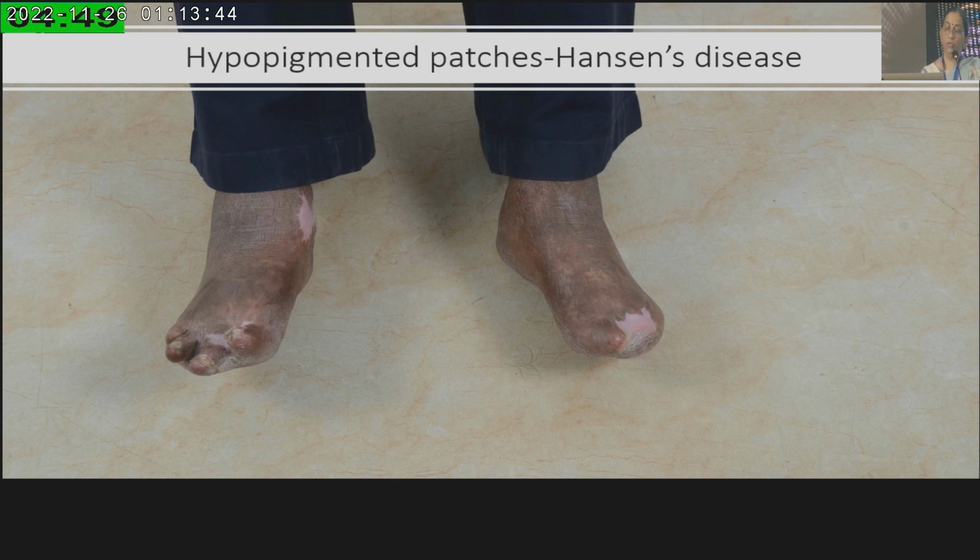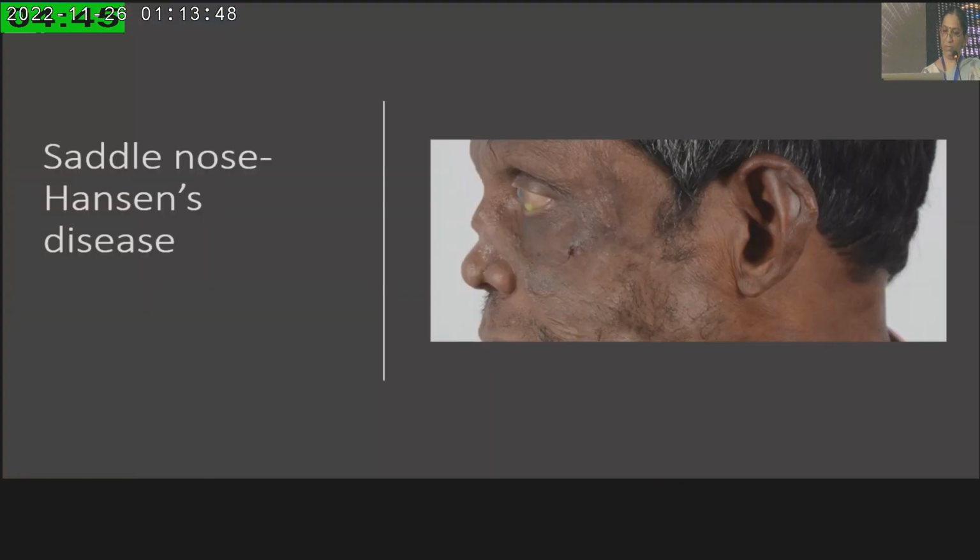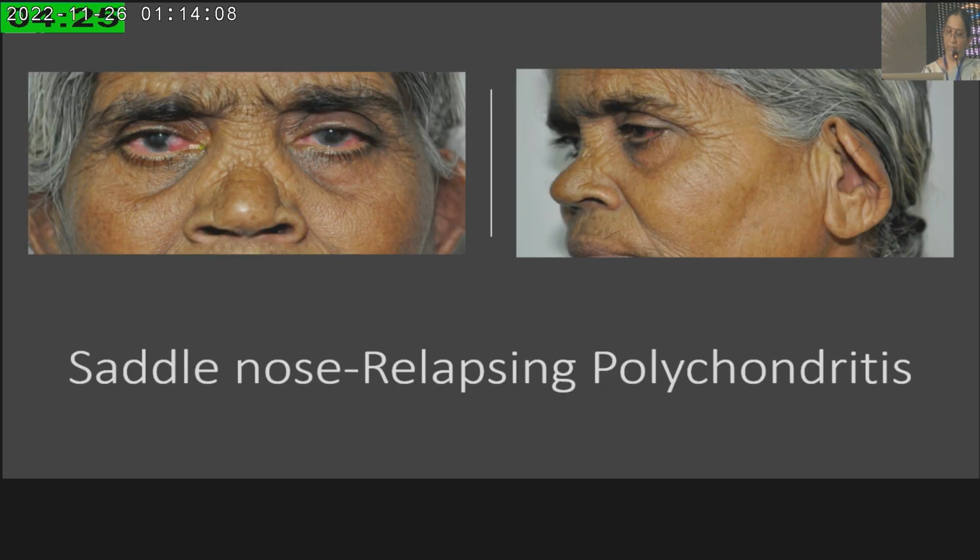You can also see these patches in the Hansen's disease, the same patient which we saw before. Also note the loss of digits. So inflammation of the nasal cartilage causing a collapse of the nasal bridge resulting in saddle nose can be seen in many different inflammatory disorders, including Hansen's, granulomatosis with polyangiitis, congenital syphilis, and relapsing polychondritis.